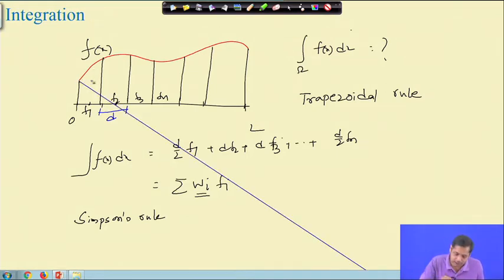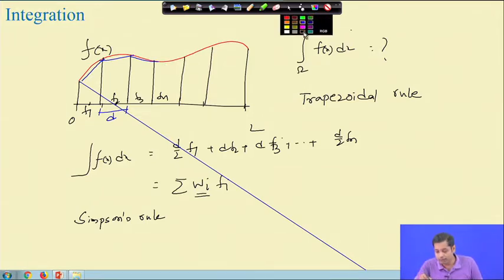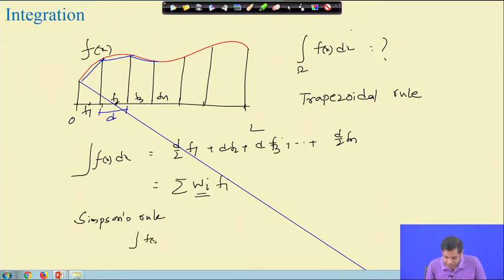This function is linear, but you cannot always have a linear function. So, in Simpson's rule we can assume a nonlinear function, but even in Simpson's rule eventually we get the integral of f(x) dx equal to the summation of wi and fi. How do you construct this wi?